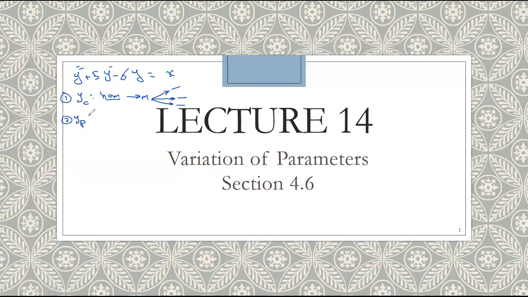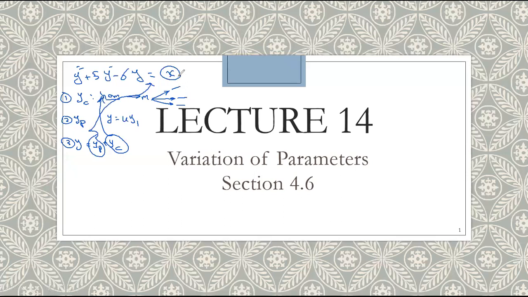Second step is to find yb. How to find yb? Maybe by guessing, inspection, or if you have a simple function, you can use the annihilator technique. Or I will use the reduction of order method by using this substitution, y equals u times y1. And what do you mean by y1? It's the solution of the homogeneous equation. Then third step is to write the general solution of the non-homogeneous differential equation as the following: yb plus yc. Always yc is the solution of the homogeneous, the complementary, and yb is the particular solution for the non-homogeneous.